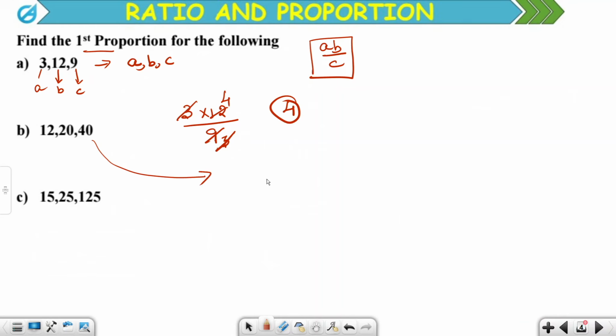Now, the second one. See, 20 into 12 by 40. So this is 1 time and this is 2 times. Again, this is 1 time and this is 6 times. So the answer will be 6.